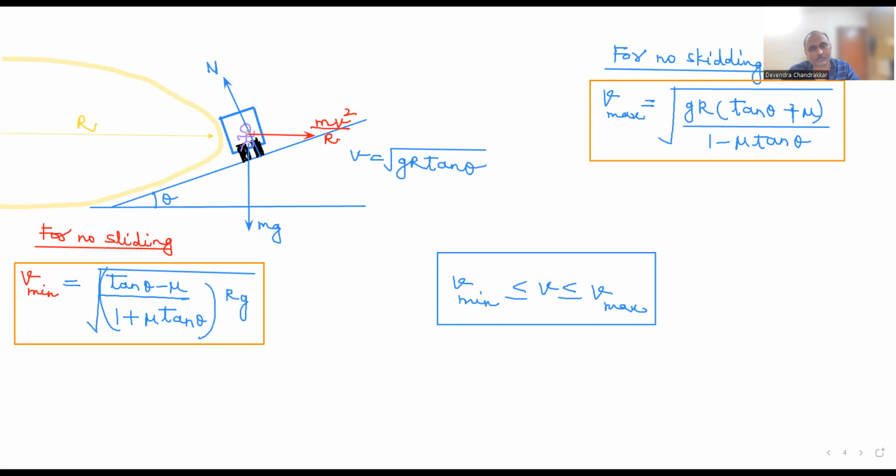Now what we will do here is resolve these forces first. So we'll resolve mv square by r and this mg. See what will happen. This is mg cos theta, mg sin theta. So now we have the components of mv square by r: this is mv square by r sin theta, and this is mg cos theta. This is mv square by r cos theta, and this is mg sin theta.